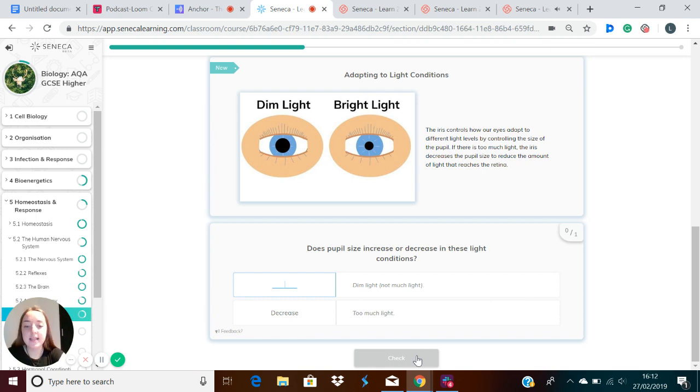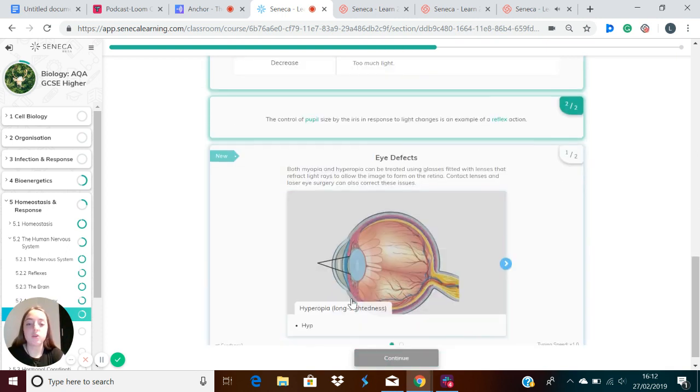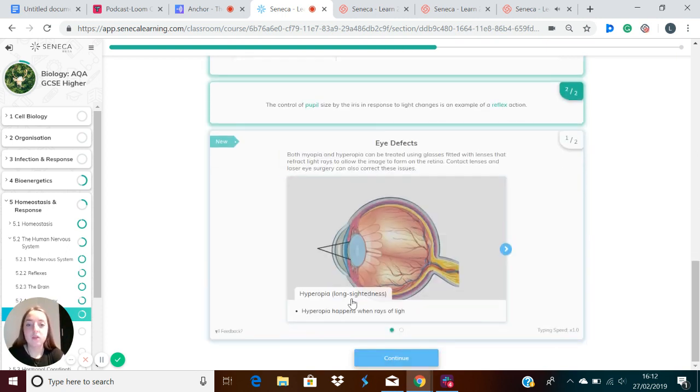So in dim light, we would expect the pupil size to increase, and in too much light, we would expect it to decrease. And this is all controlled by the iris. And this is also a response of a reflex action, which is an involuntary response controlled by our nervous system.